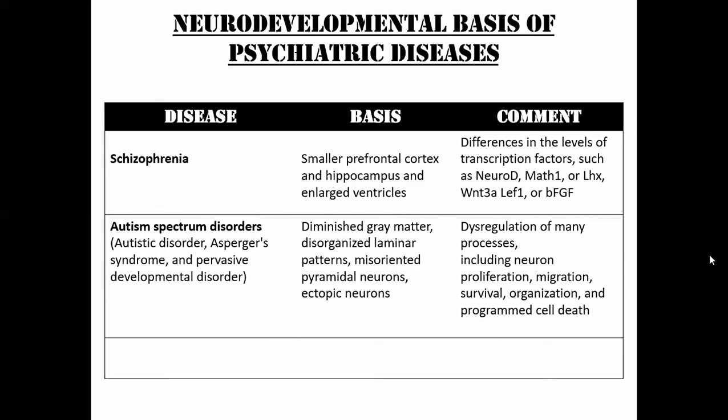Then your other psychiatric disease is autism, or autism spectrum disorder. There is reduced gray matter, disorganized laminar patterns, misoriented pyramidal neurons, and ectopic neurons. So you can observe that nerves have a very major role in the development of your different psychiatric diseases.